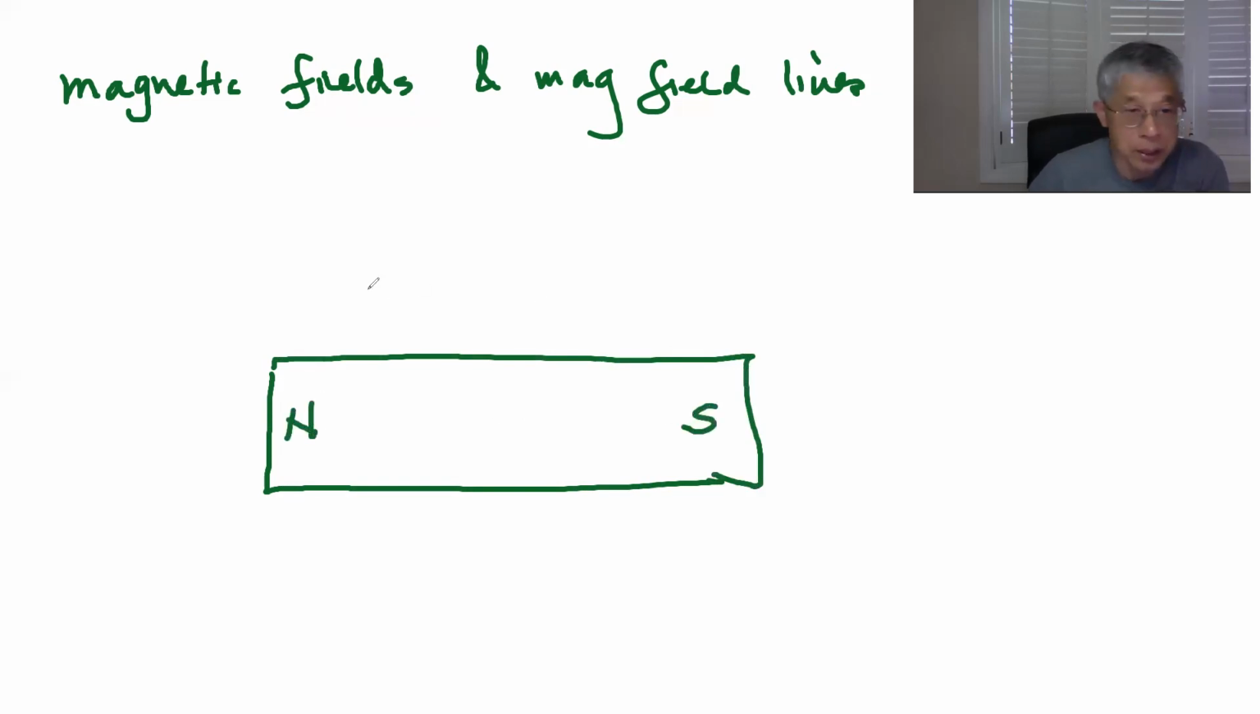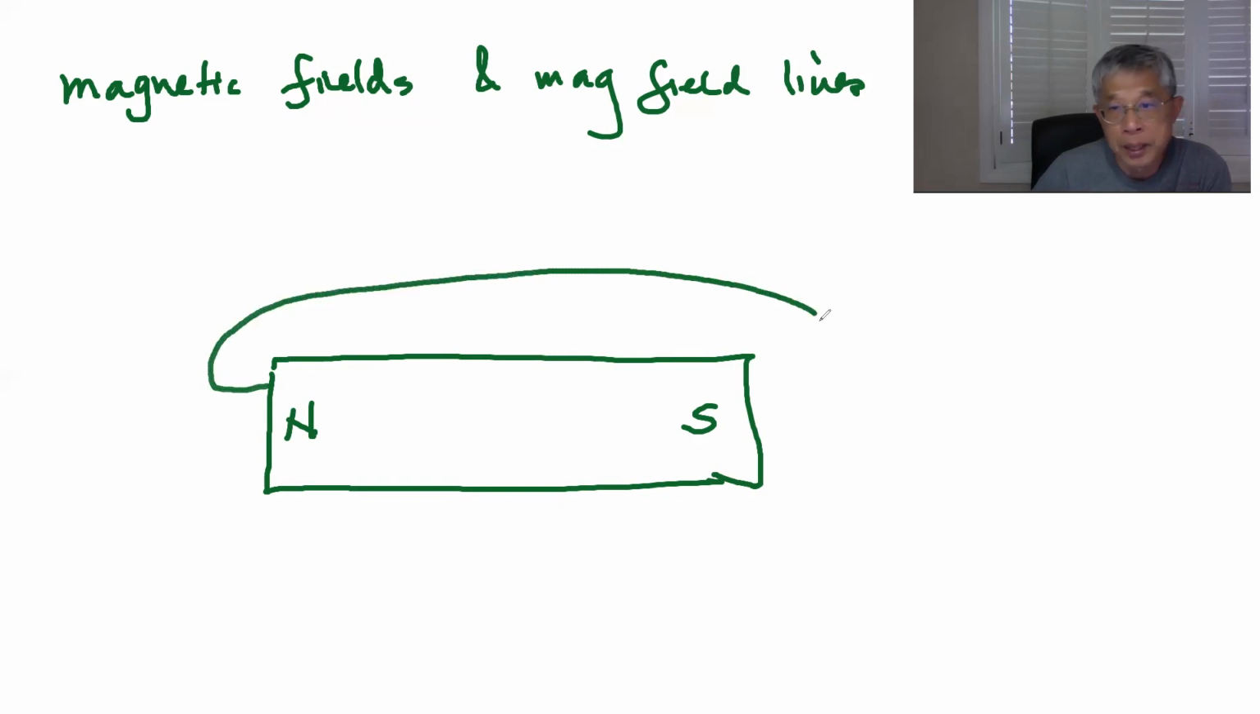Scientists have defined the magnetic field line to be like this. It comes out from the north side and arrives at the south, and then inside there it would actually continue. So it's a closed loop.